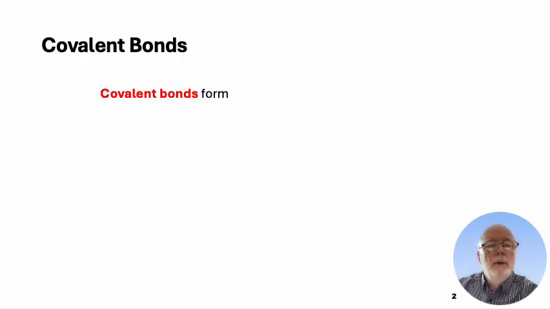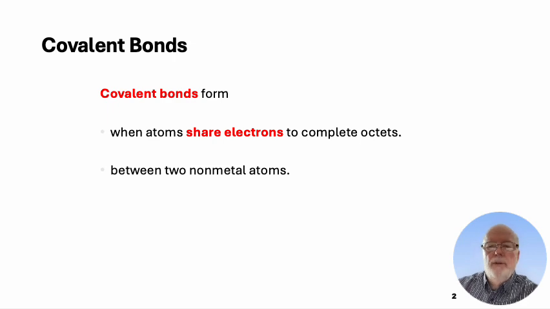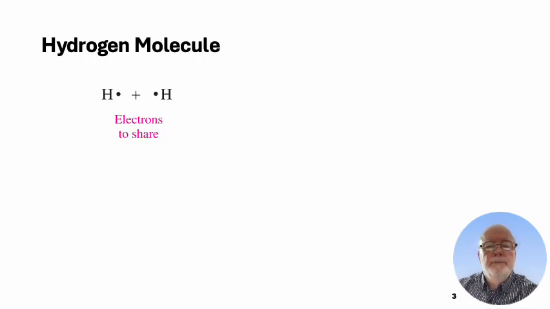Covalent bonds are bonds that form when atoms share electrons to complete their octets. And we only have them between non-metal atoms and nothing else. So let's take a look at, for instance, a hydrogen molecule. If we start off with two hydrogen atoms and their electron dot symbols, which you did earlier, they can share two electrons between them. This way they fill up their first energy level. Here are those two electrons that they're going to be sharing.